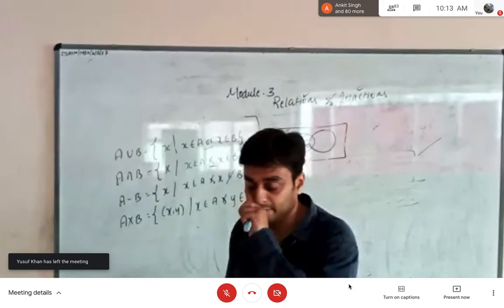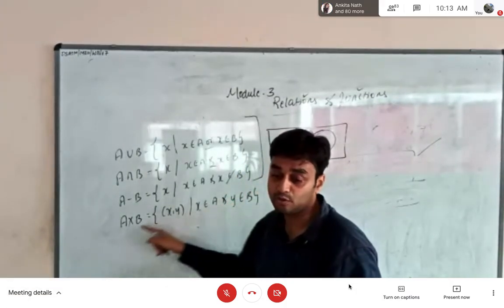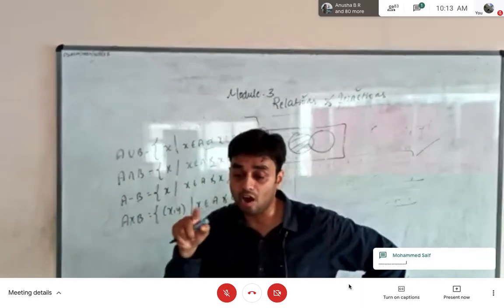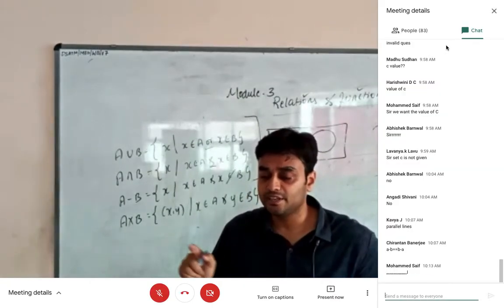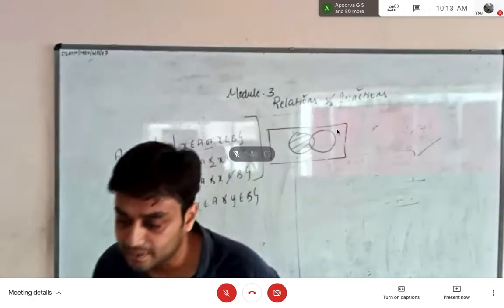Fine. So I'll just repeat: when you are dealing with different elements and you have the symbol "and", you have to go with the Cartesian product. When you are dealing with the same element, if you have the symbol "or", then you have to go with the union. If you have the symbol "and", then you have to go with the intersection, and if you have "does not belong to", then you have to go with the difference. Fine.